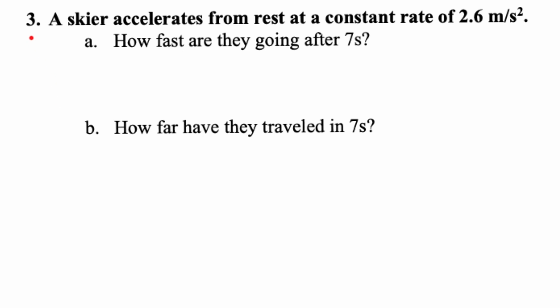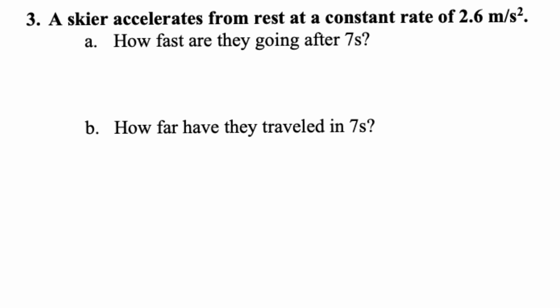Hey y'all, this is question 3 from your quiz 3 study guide. Our question reads, a skier accelerates from rest at a constant rate of 2.6 meters per second squared. For part A, we have how fast are they going after 7 seconds, and part B, how far have they traveled in 7 seconds. So first up, we want to figure out what variables we have to work with.